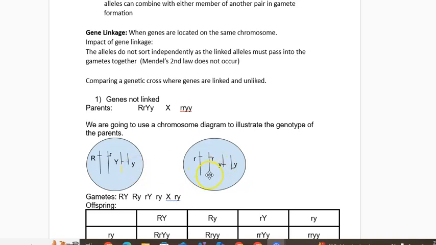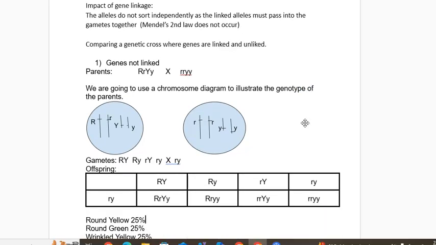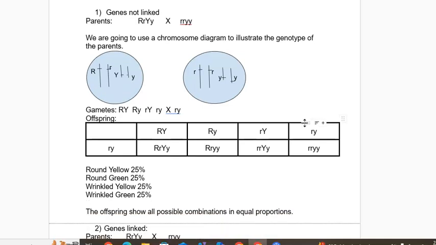In this case here, we only have one option, so it has to be a small r with a small y. So we see there's the four options from the first parent, one option from the second parent, and just to do a Punnett square to illustrate this. So we put the gametes of one parent along the top, gametes of the other parent on the side, and we match them up, and we see four possible outcomes of genotypes here, and each one of them is different.